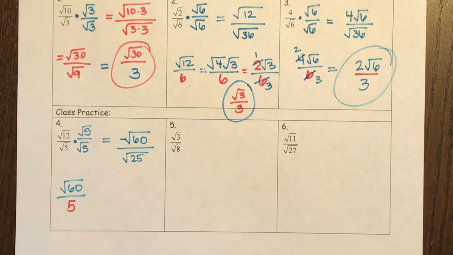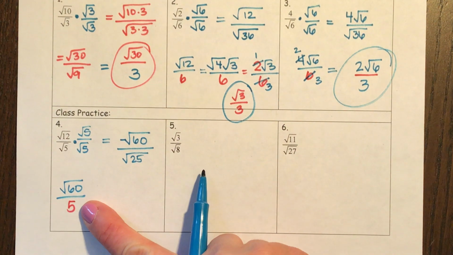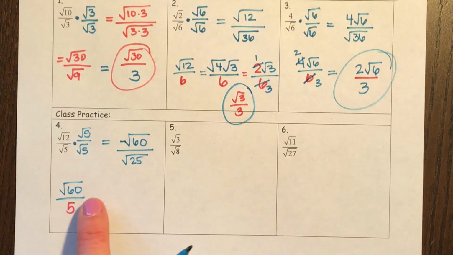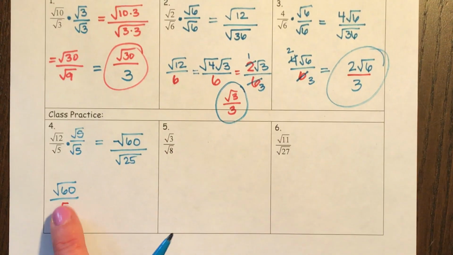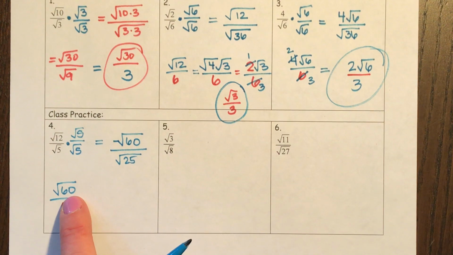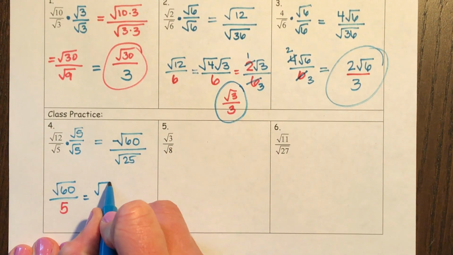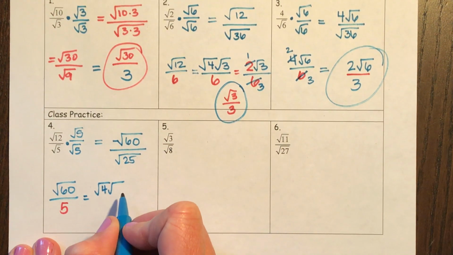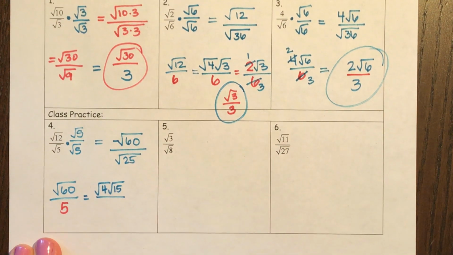Now the last thing I need to do, if I can, since there's no more square root in the denominator, I've kind of fulfilled that problem that we had of needing to rationalize. Now I just need to see if I can simplify my square root of 60. Is there a perfect square that 60 is divisible by? And the answer is yes. 4 times 15. The perfect square of 4 times 15 is 60.